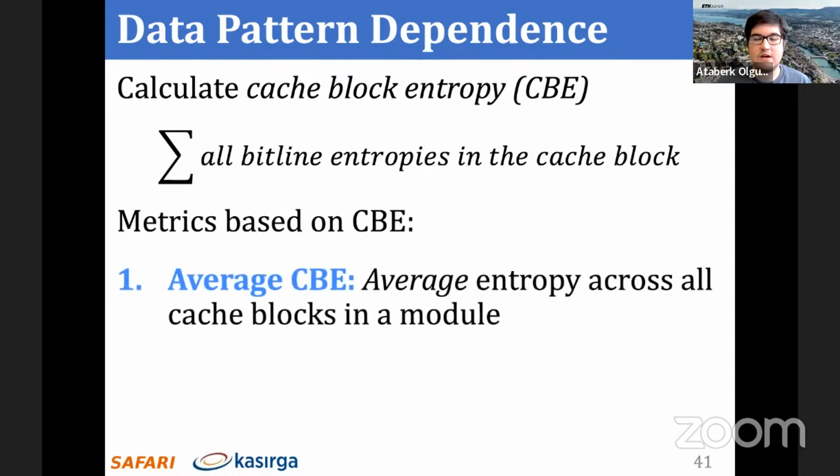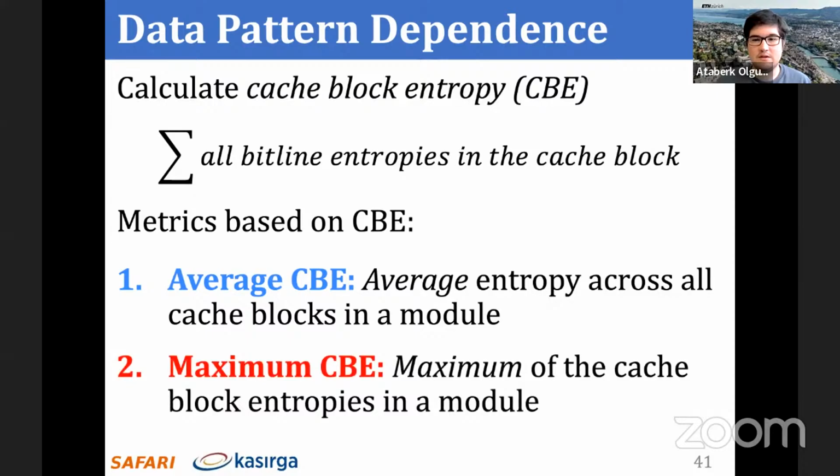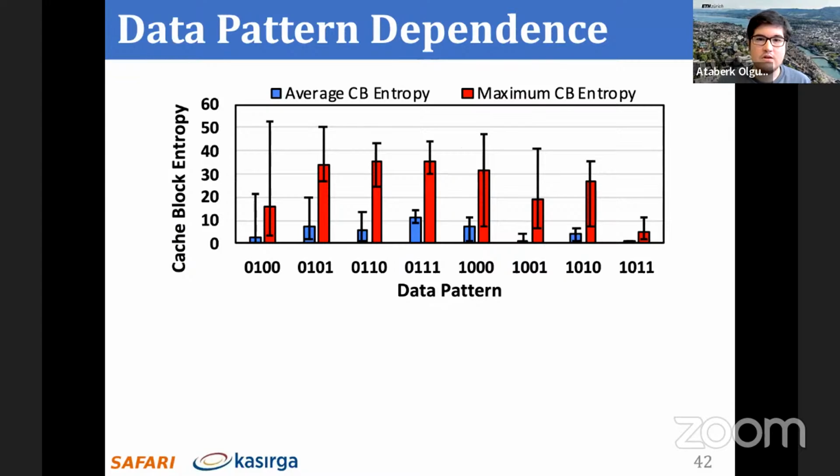First one is the average cache block entropy. It is the average entropy of each cache block in a DRAM module. And the maximum cache block entropy is the greatest cache block entropy in a DRAM module. On this plot, we display the cache block entropy on the y-axis over the data patterns on the x-axis. The blue bars show the average cache block entropy, and the red bars show the maximum cache block entropy.